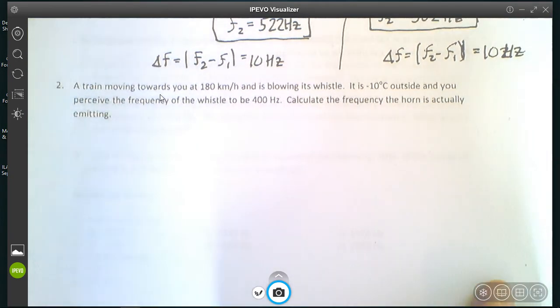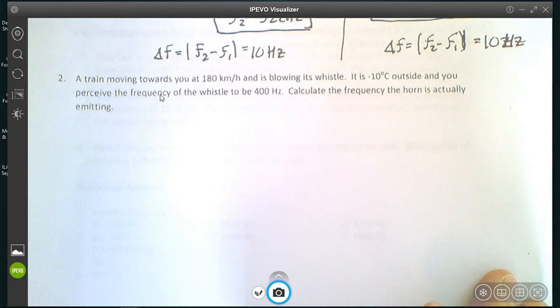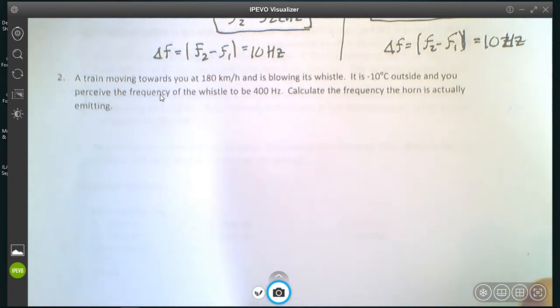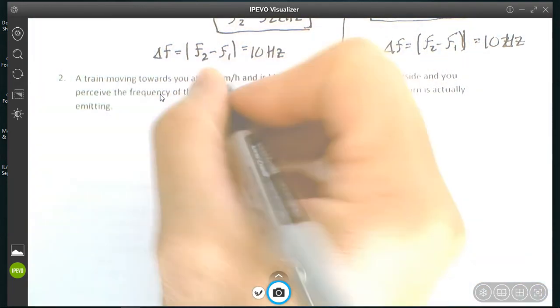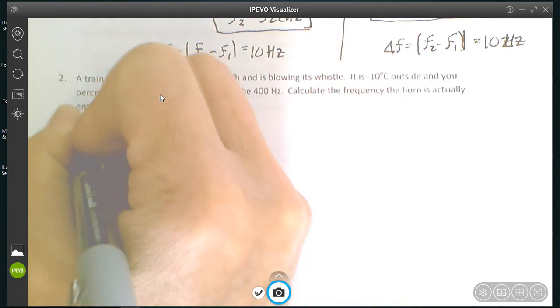Okay, let's take a look at the next example. I'm just going to get you started on the rearranging. I'm not actually going to do the question for you because you can figure that out on your own based on what we just did. Train's moving towards you at 180 kilometers an hour. So that's our VO.